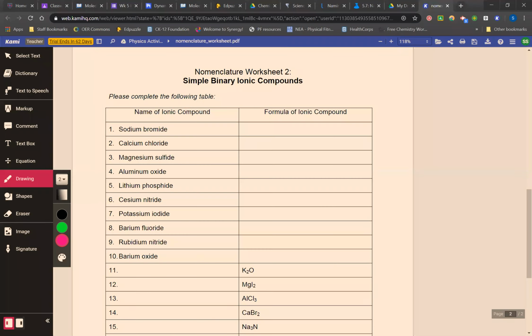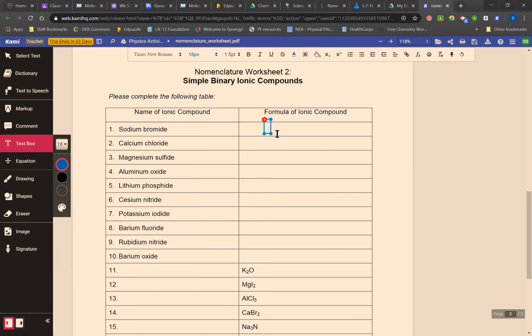So when you have sodium and a bromide, the ionic, how would you write this? Anyone? Anyone? That's right. NaBr. And that's it. Sodium bromide.